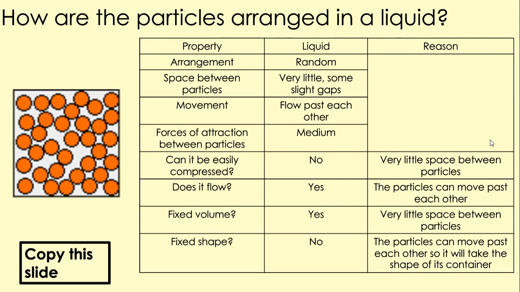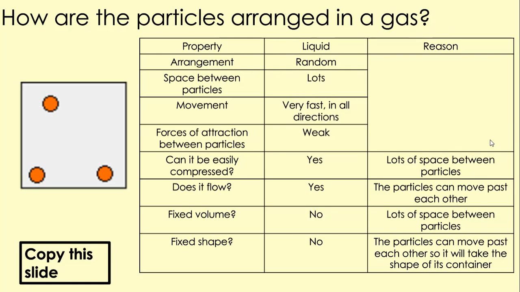Now, in terms of fixed shape, a liquid doesn't have a fixed shape. If I put some water in a cup, it will fill the shape of that container. It will take the shape of that container. If I then pour that water onto the table, so there's no sides to the container, it will spread out. So liquids do not have a fixed shape, and that's because the particles can move past each other, which enables them to take the shape of their container.